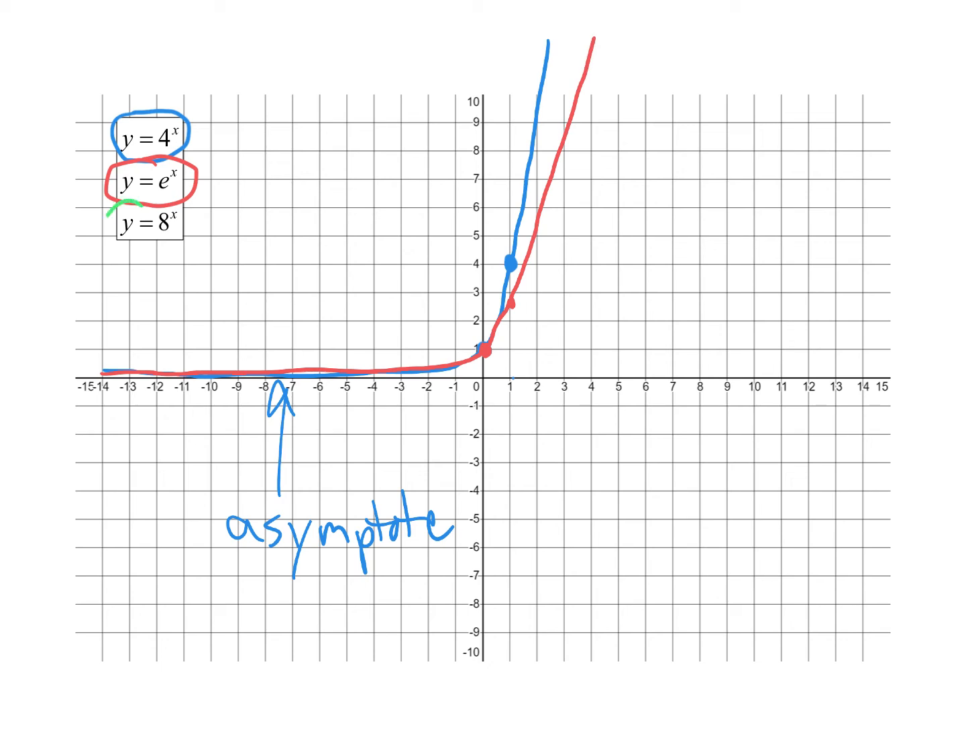Now lastly, if we look at y equals 8 to the x, again, it goes through that point 0, 1, but at 1, we're already up at 8. So this one is going to go off the graph that much faster.